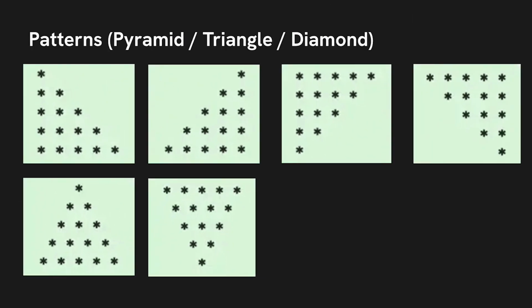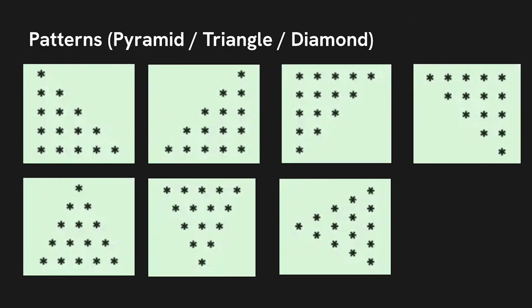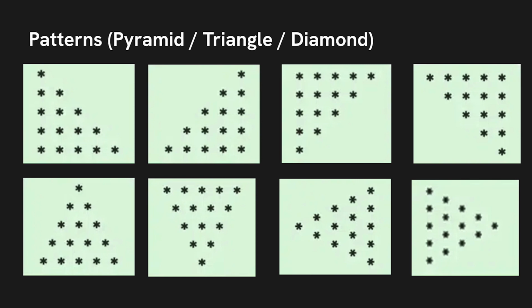And diamond is similar to a triangle, but this is a half diamond. We can say that this triangle we have shifted to the left direction. This is the right direction. These last two are half diamonds. These are the different types of patterns.